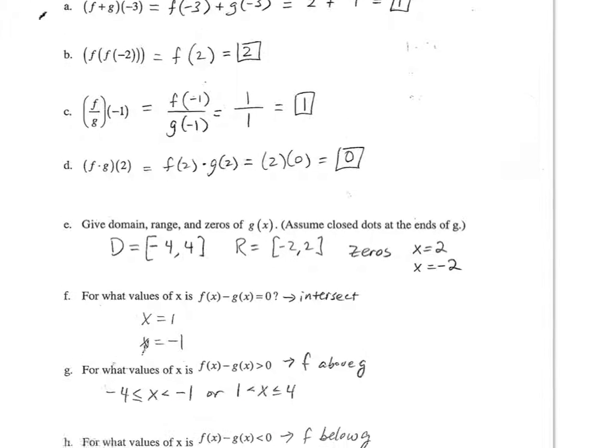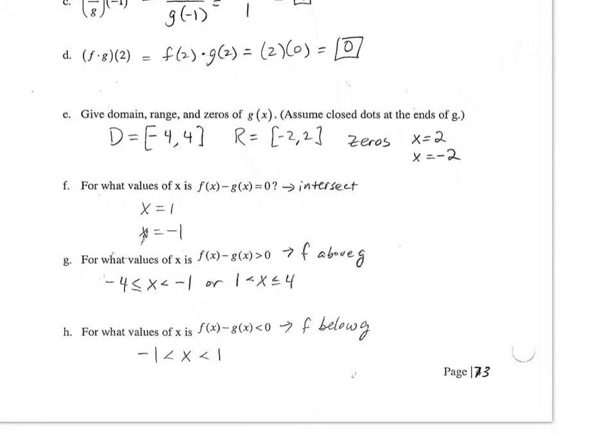And then finally part H, we want to know where f minus g is less than 0. F minus g will be less than 0 wherever f is below g. So in the interval from minus 1 to 1, you can see just by reading the graph that f is below g. I did not answer in interval notation in these parts because it's easier to answer these questions by just writing inequalities with the letter x, because we're answering for what values of x. So I'm satisfied here just using the inequalities with x.